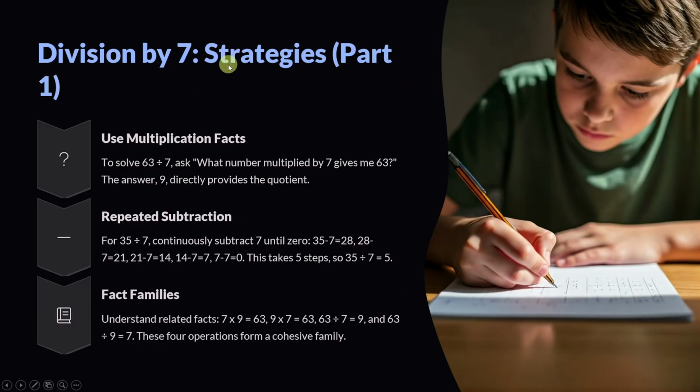Division by 7, strategies, part 1. Use multiplication facts to solve 63 divided by 7. Ask what number multiplied by 7 gives 63. The answer is 9, the quotient. Repeated subtraction: for 35 divided by 7, continuously subtract 7 until you reach 0.